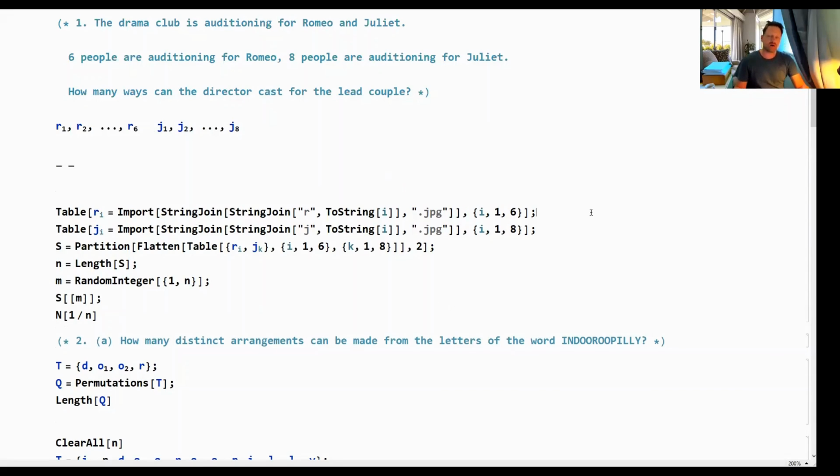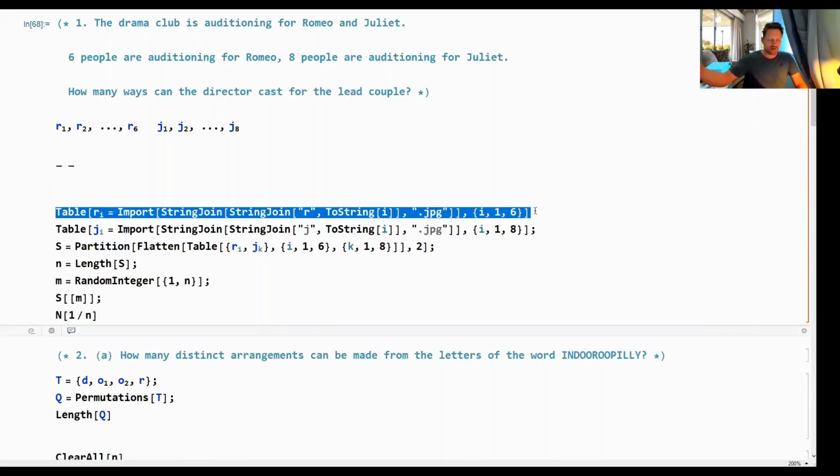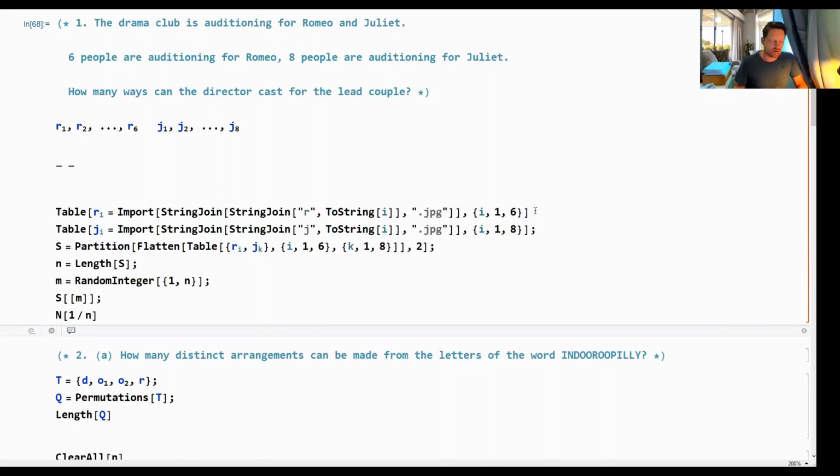What I've done is I've gone on Google Images and typed in Romeo, and I'll show you what I found here. What I'm doing here is putting into memory some images that I found for potential Romeos. I'm doing that by combining strings and then importing an image that I've called r1.jpg, right? This procedure allows me to iterate from 1 to 6 over those and import each of those and call them R1, R2, R3, etc. So they're just images, right?